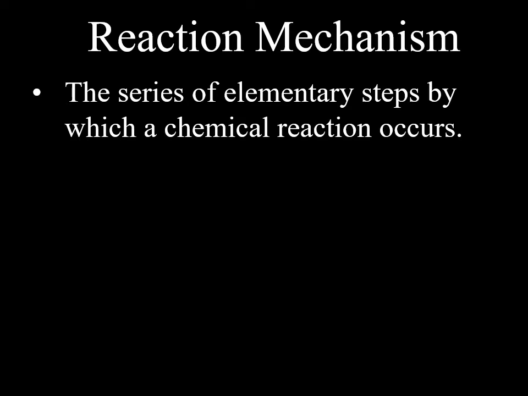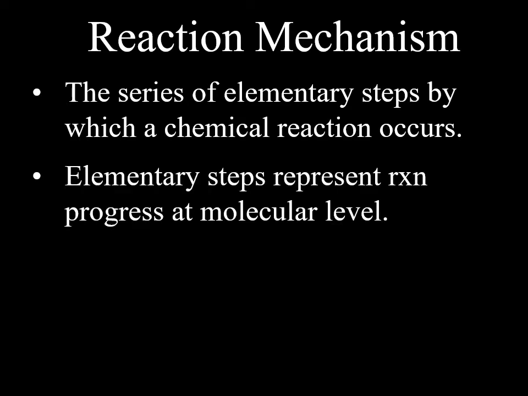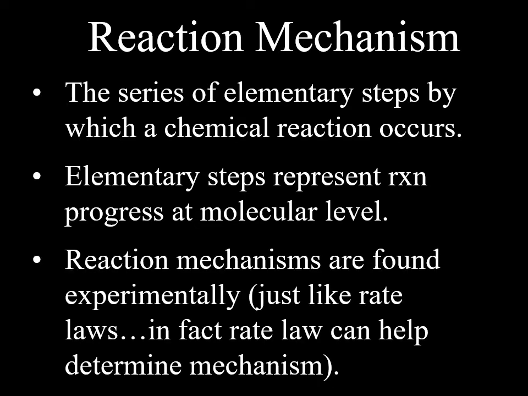So a reaction mechanism is the series of elementary steps by which a reaction occurs. The elementary steps represent the reaction progress at a molecular level. What does each individual molecule do? How do the individual molecules collide? What do they create when just two molecules collide, for example? And the mechanisms are found experimentally, just like the rate laws. All of this is an experimental science. In fact, the rate law can help determine the mechanism. They kind of confirm each other.